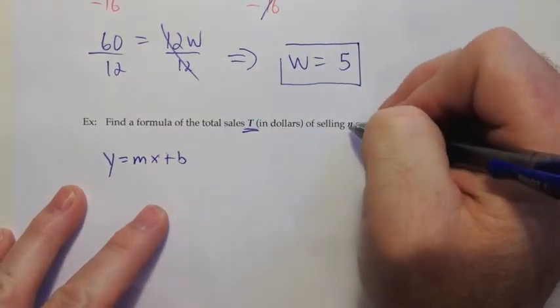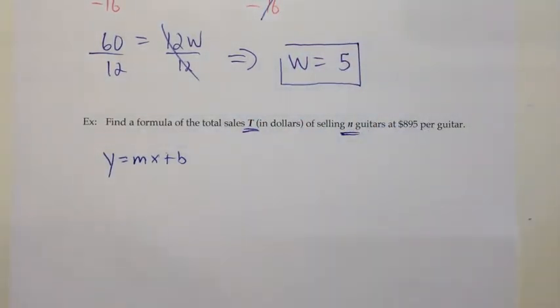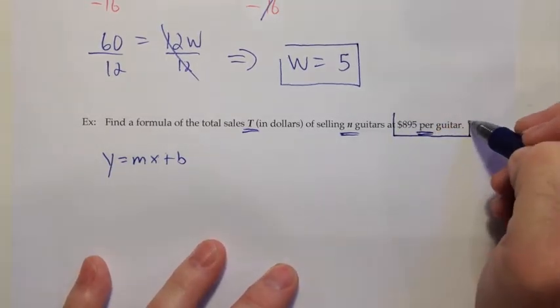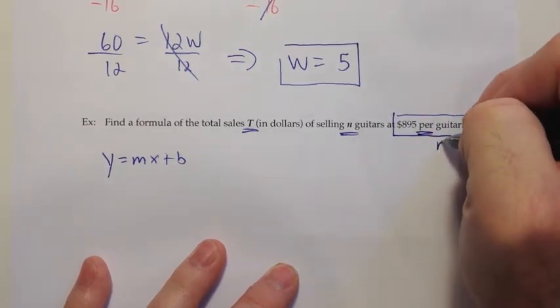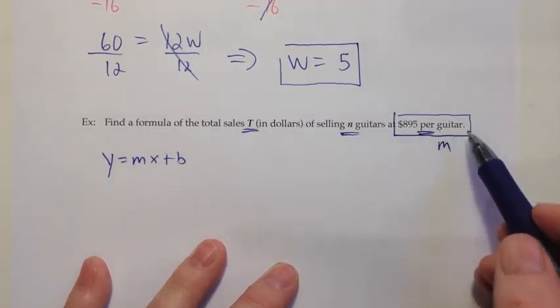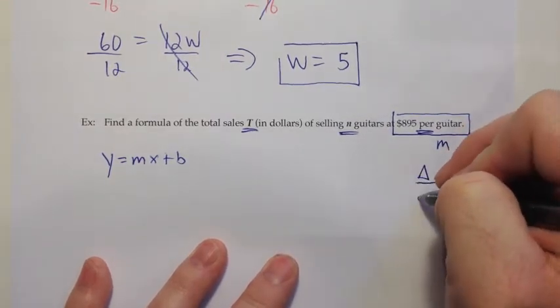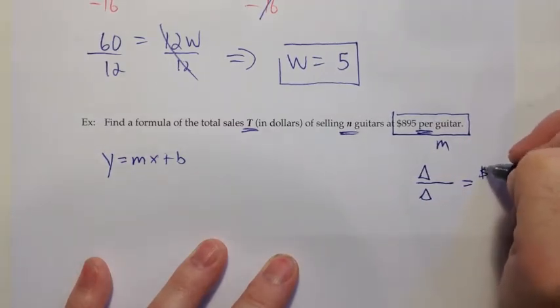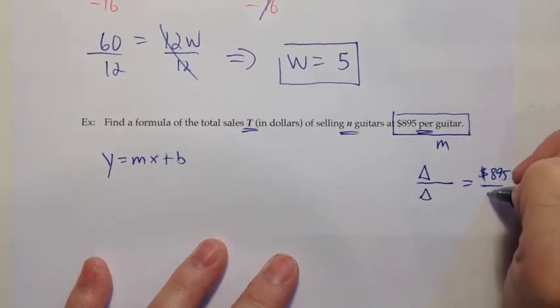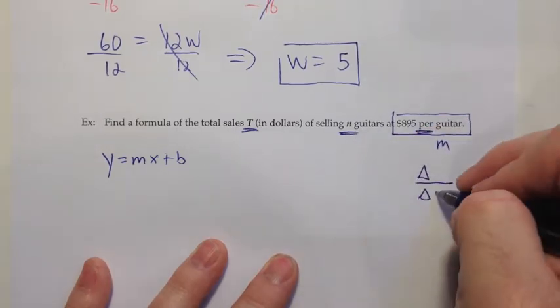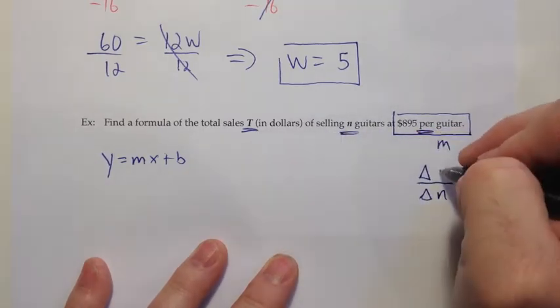They are T and N, and I just have to think about which one is the input and which one is the output. So one of the things we could do to help us with that would be to find the slope. So right here I see the word per. That's usually a good indicator that I've got my slope. So I think this is slope right here, $895 per guitar. That's change in output over change in input. So which are those? Well, it's dollars up top and guitars on the bottom. So it looks like the bottom part is N, the number of guitars, and the top part is the dollars or the cost.